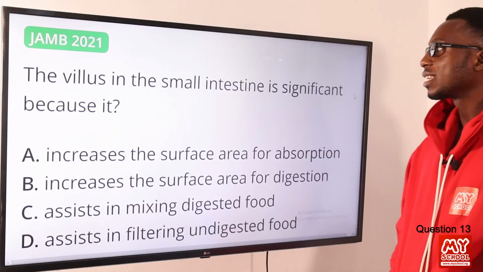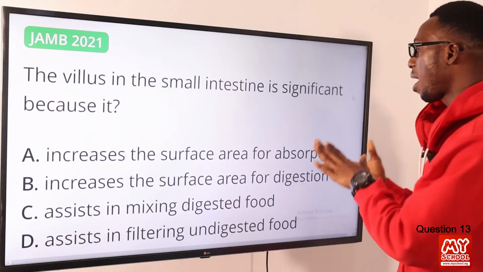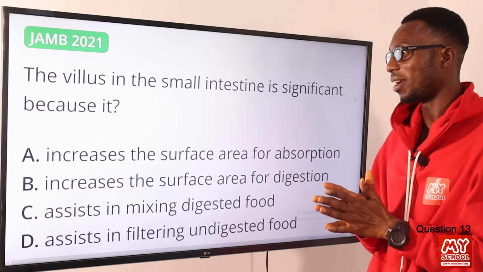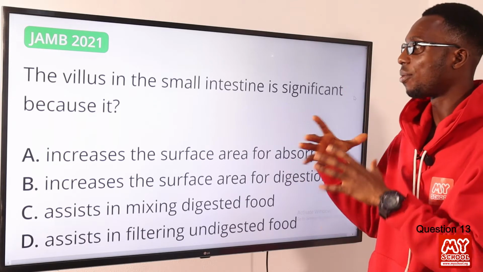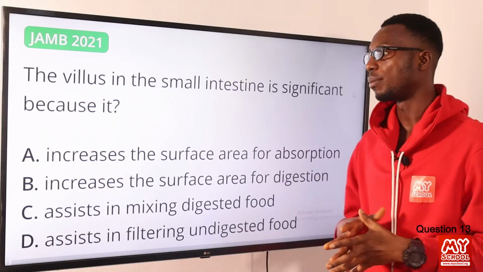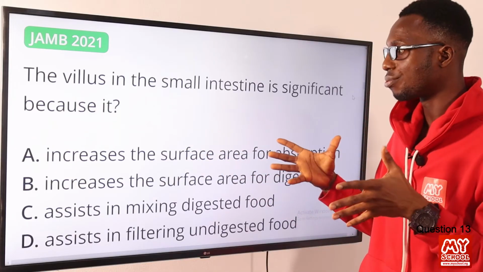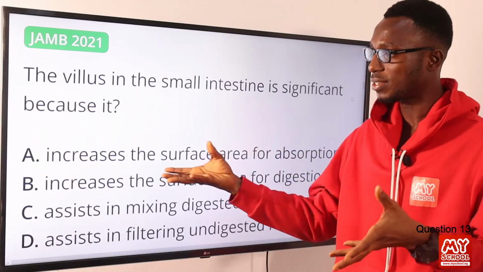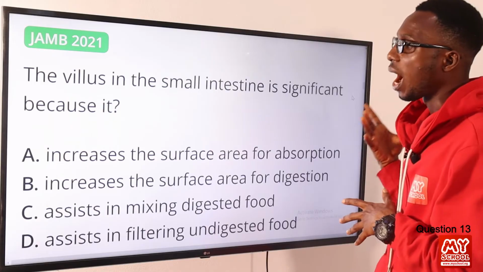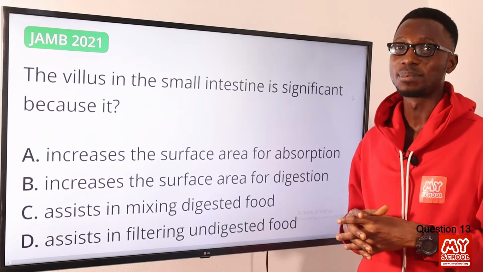13. The villus in the small intestine is significant because it increases the surface area for absorption of nutrients like your glucose, your mineral salts, and the likes. The small intestine already has a large surface area so that it can absorb these nutrients from food that has been broken down. The presence of the villus now adds to the surface area. It increases the surface area for absorption. So the correct option is option A.